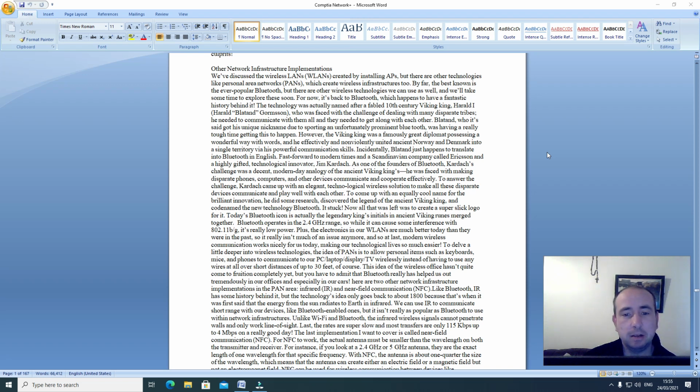The technology was actually named after the fabled 10th century Viking Harald Bluetooth Gormsson, who was faced with the challenge of dealing with many disparate tribes. He needed to communicate with them all, and they needed to get along with each other. Bluetooth, who is said to have gotten his unique nickname due to sporting an unfortunately prominent blue tooth, was having a really tough time getting this to happen. However, the Viking was a famously great diplomat, possessing a wonderful way with words. He effectively and non-violently united ancient Norway and Denmark into a single territory via his powerful communication skills. Incidentally, Blåtand just happens to translate into Bluetooth in English.